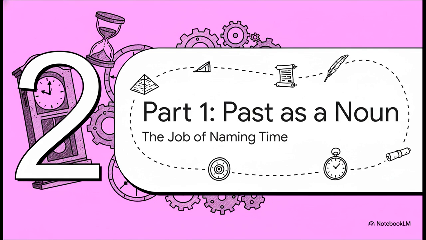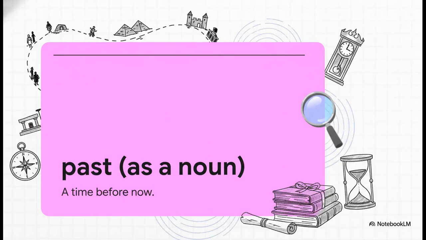Okay, so first, let's talk about past as a noun. Now, when a word is a noun, its main job is to name something. So what does past name? Well, it names the huge abstract idea of all the time that has already happened. So when it's being used as a noun, past just refers to everything that's already taken place. It's a really simple, elegant way to talk about the entire stretch of time before this exact moment. The opposite of the future and different from the present.